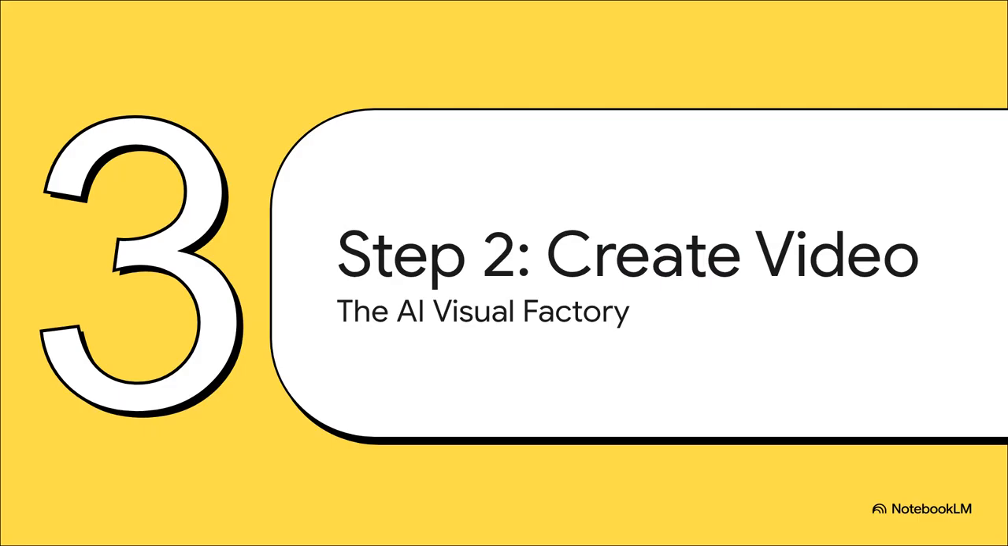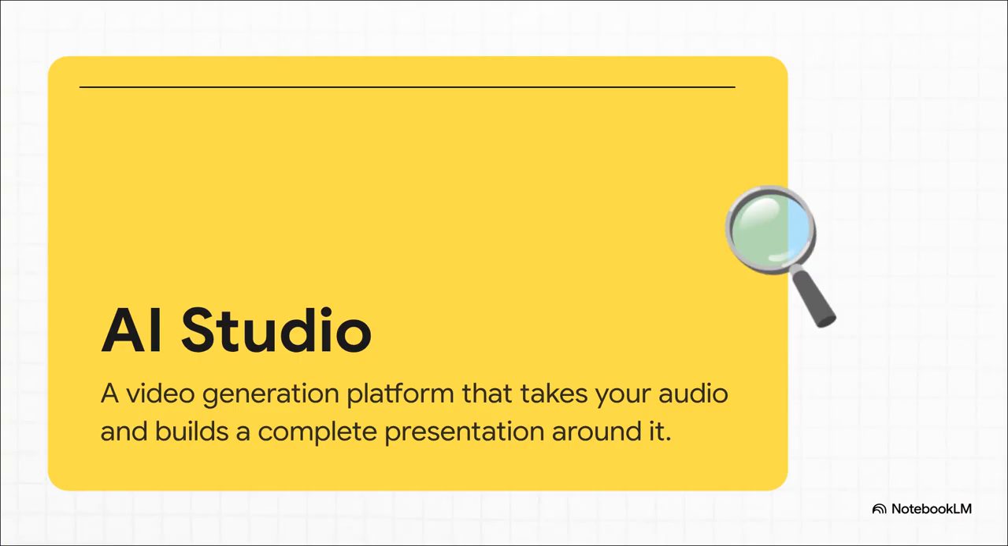So our narration is done, which means we're ready for step 2, the AI visual factory. This is where our audio file gets a body and a face, so to speak. And for this part, we're going to use a tool called AI Studio. It's designed to take that audio file we just made and automatically build an entire presentation around it. It synchronizes the narration with visuals, text, and even an AI presenter.